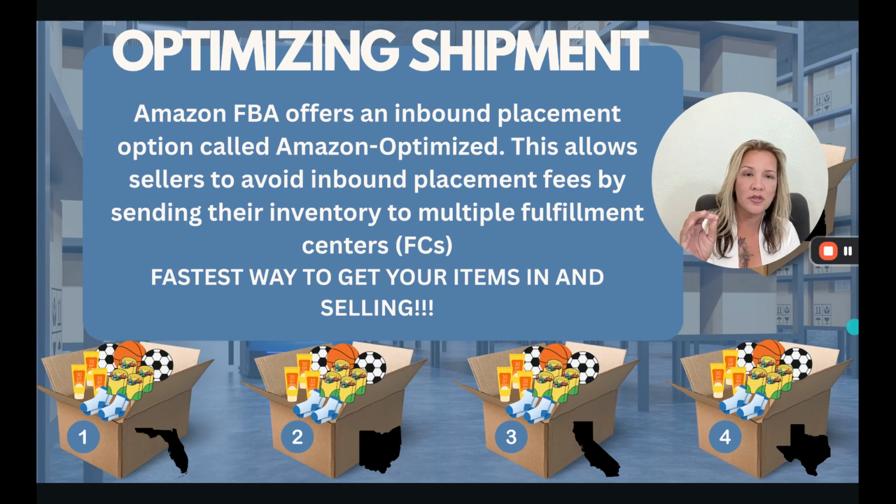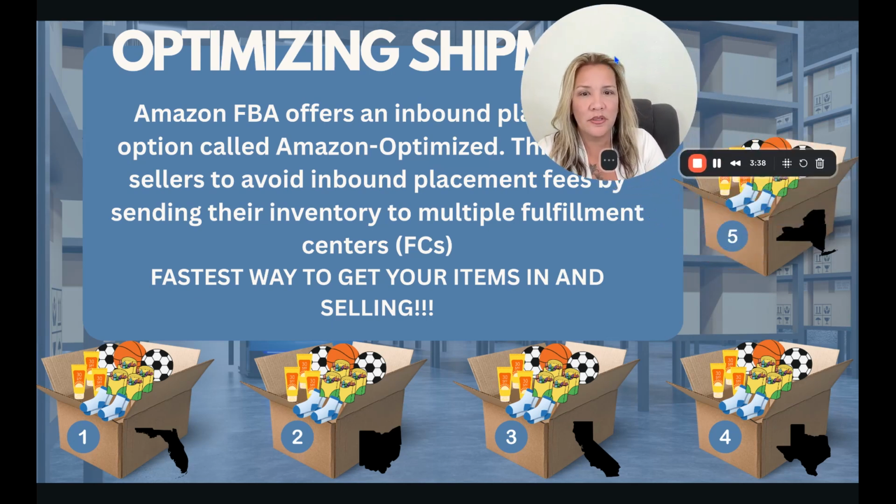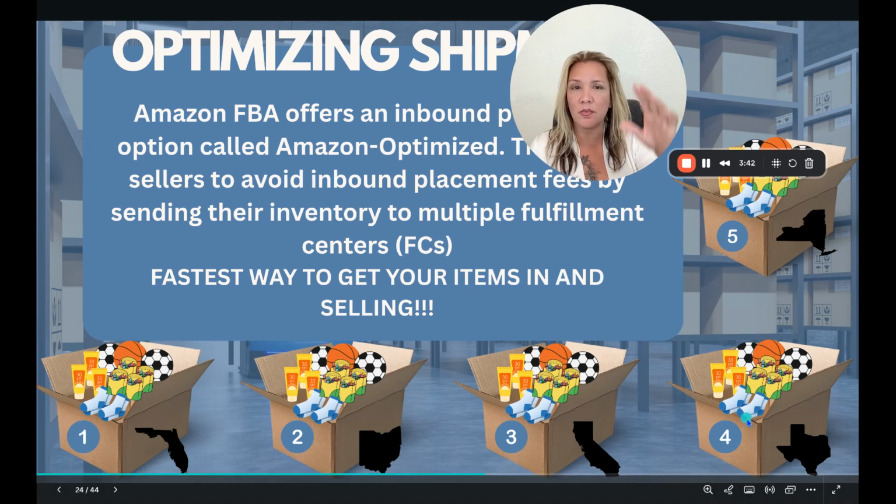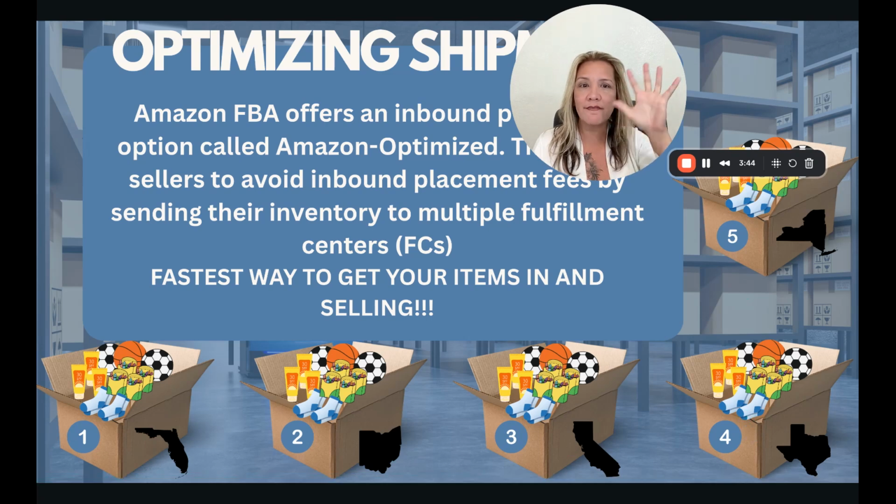It's Amazon's offering, basically an inbound placement fee option where there's no fee for optimized shipments. What is an optimized shipment? It's when they allow you to split everything into up to 10 boxes, minimum 5 boxes. You must have 5 boxes to pull this off. You're going to put equal amounts of everything into those boxes: 5 boxes, 6, 7, 8, to a max of 10 boxes.